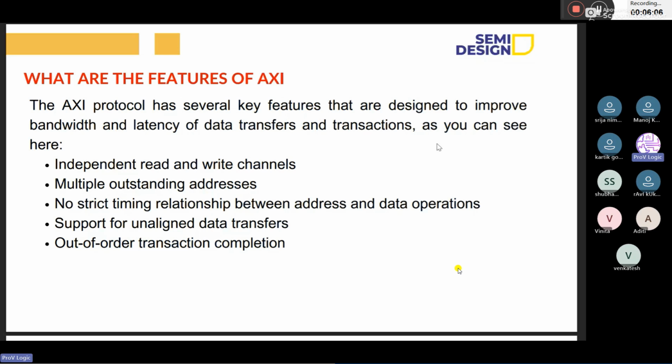For AXI, we have 5 channels, and each of the 5 channels has separate signals. The read address channel has its own signals like ARADDR. The second one is the read data channel, represented with R, which has its own signals. Then the write address channel, AW, with its own signals, the write data channel, and the write response channel. Like that, 5 channels. This is the first main interview question. If you are a fresher, you will definitely get this question: what are the 5 different channels?